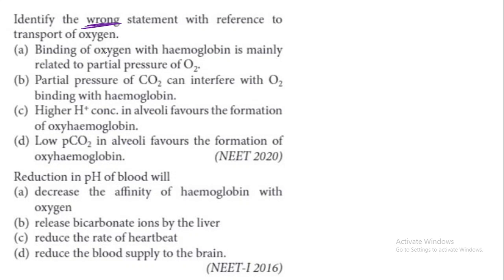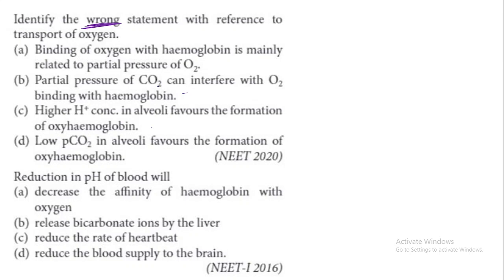First, binding of oxygen with hemoglobin is mainly related to the partial pressure of oxygen. Okay, considered. Next option: partial pressure of CO2 can interfere with oxygen binding with hemoglobin. That does not sound very far from what we have studied. Next, high concentration of hydrogen ions in alveoli favors the formation of oxyhemoglobin. Next, low partial pressure of carbon dioxide in alveoli favors the formation of oxyhemoglobin. Because such long statements take a little time to read and understand, let us give them some time as well.